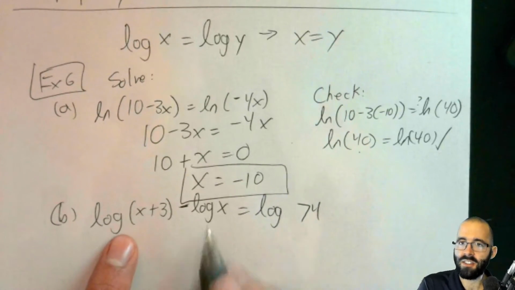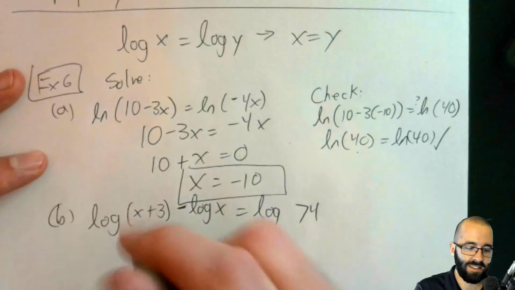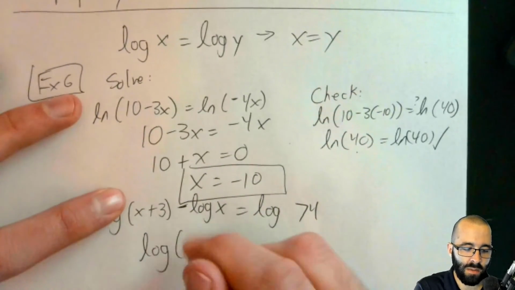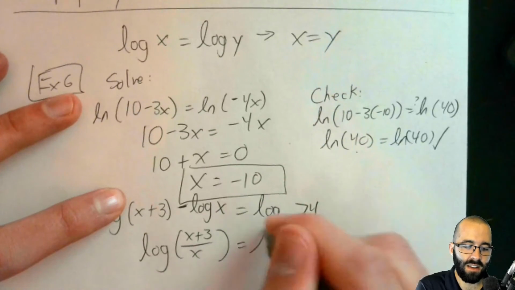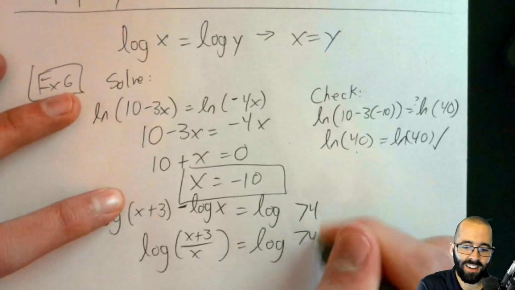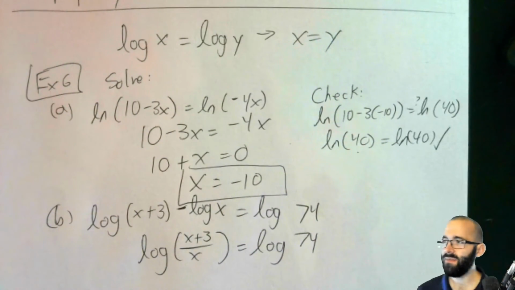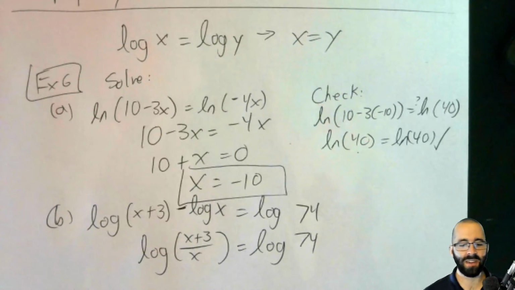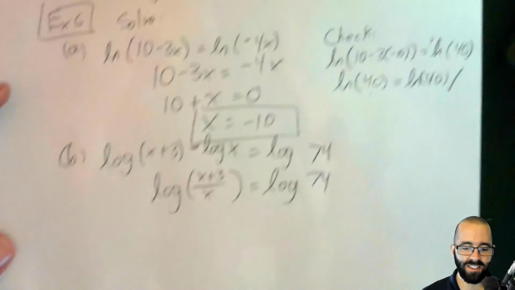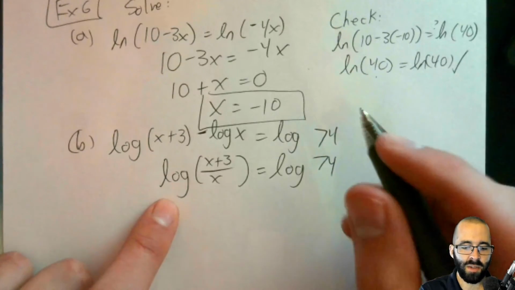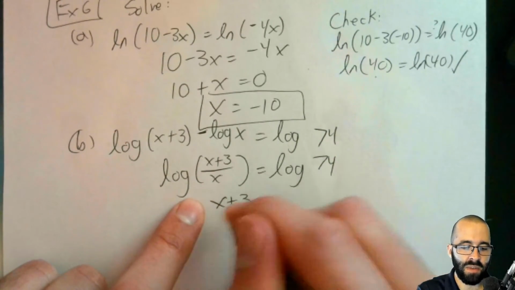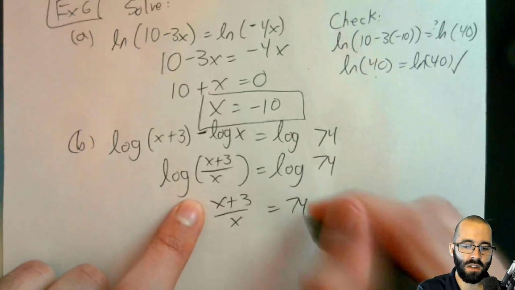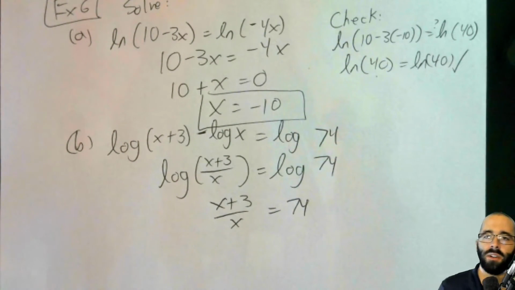Subtraction of logarithms is the quotient of the insides. The left-hand side becomes the logarithm of this first thing divided by the second thing. Hey, look at that. Properties of logarithms coming in clutch for us right here. So now, the common log of something equals the common log of something else. Their insides must be the same by the one-to-one property. And now we solve this equation.